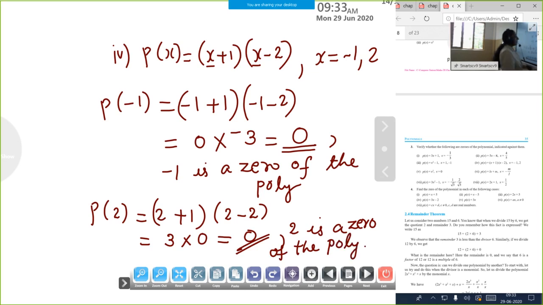Okay, children, this way you find the answer. If you got the answer 0, we can write that number is a 0 of the polynomial. Then one more question.